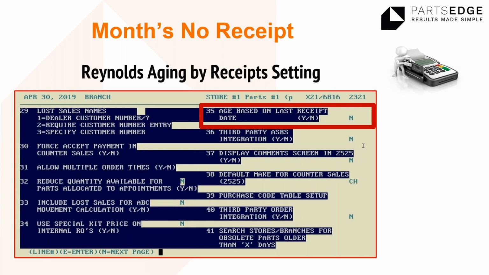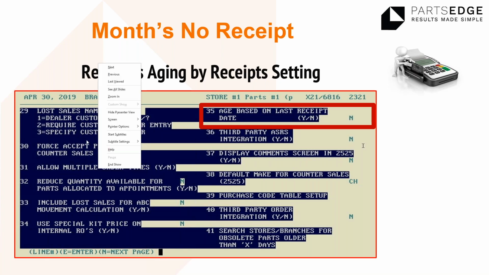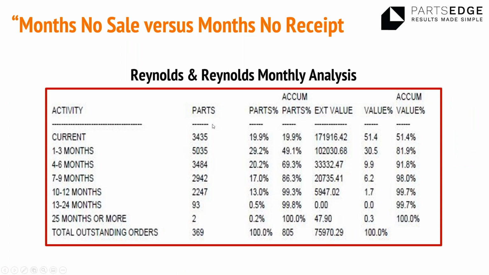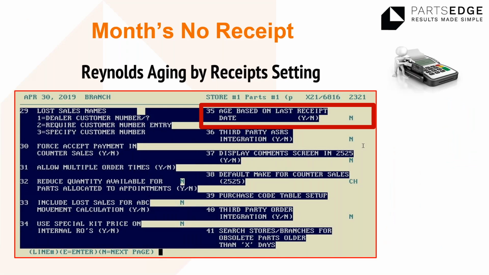Now you can lay the two side by side, and going back to that last slide, you can then see that right here, now you can put the month's no sale report and the month's no receipt report side by side to each other. Just remember to go back into 2321 option 35 and turn it back to N after you ran that second 2213 report.